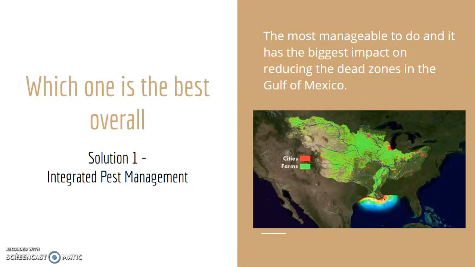Although wetland restoration and waste management will help reduce the severity of dead zones in the Gulf of Mexico, and they should still be implemented, IPM and other farming practices that we discuss will have the most impact on dead zone reduction because of the farms along the Mississippi River are contributing most to this issue.